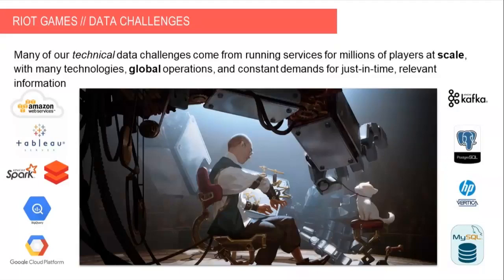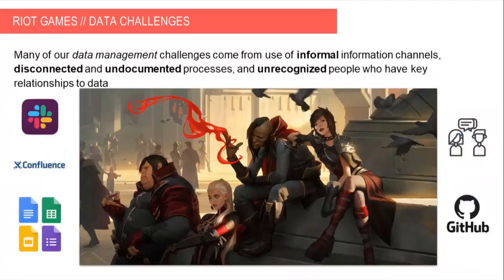So yes, we have a lot of technical data challenges for the technologies that we work with, but we also have a lot of data challenges that are related to data management. As I mentioned before, it was really important for us to be able to grow quickly as League of Legends grew, and to enable our employees, we call them Rioters, to make good decisions quickly for our players.